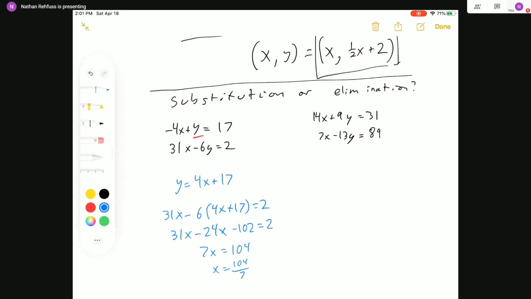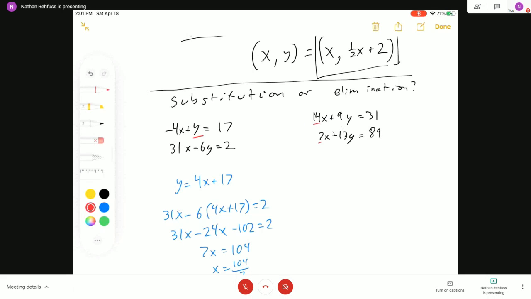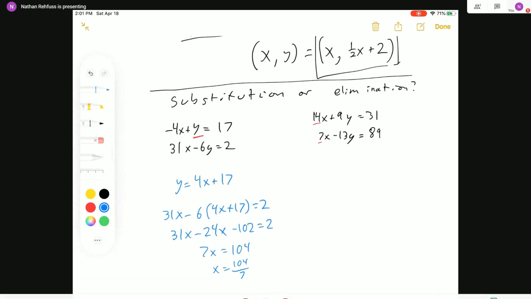Over here on the right, what I'm noticing that should make this really easy for one or the other method is elimination. 14 is a multiple of 7. So rather than having to say, if I tried to eliminate the y's, I would have to multiply the top by 13 and the bottom by 9. And then we would have real big numbers. But if I multiply the bottom by 2, I get 14x minus 26y equals 178. That's a lot nicer to work with.